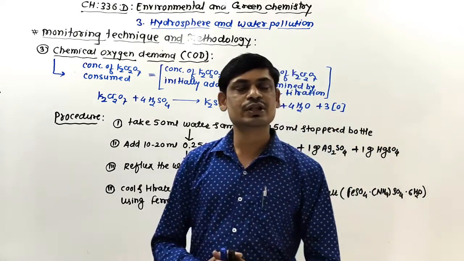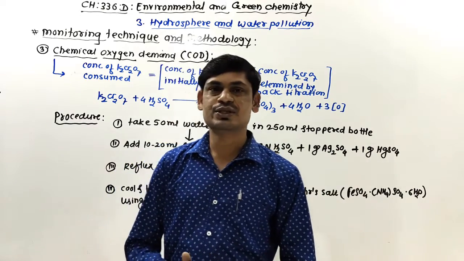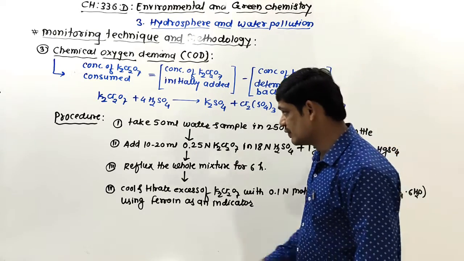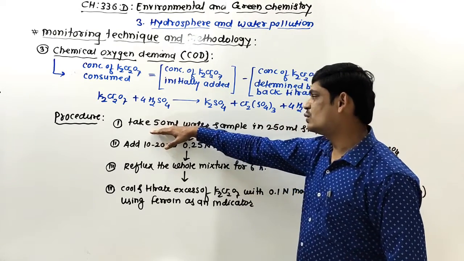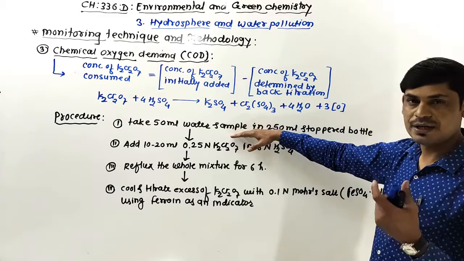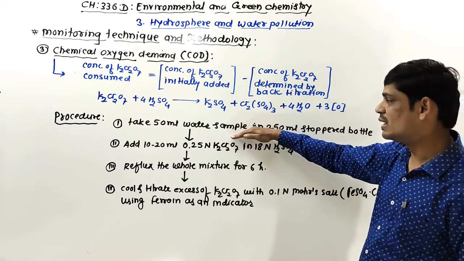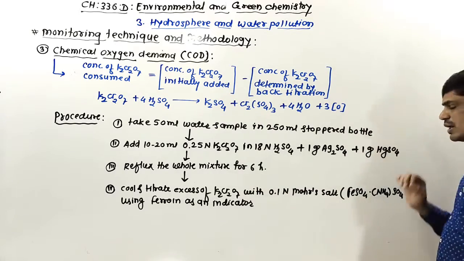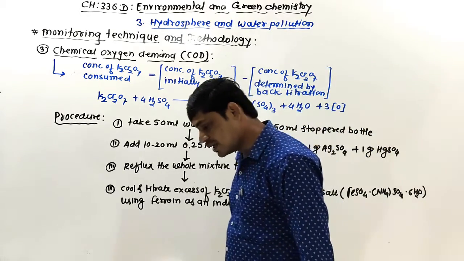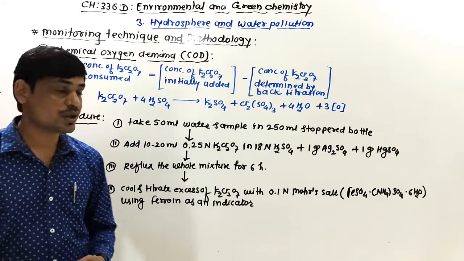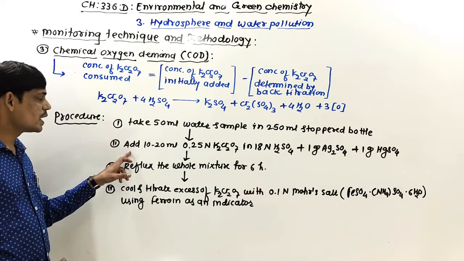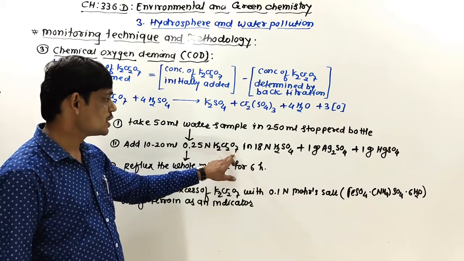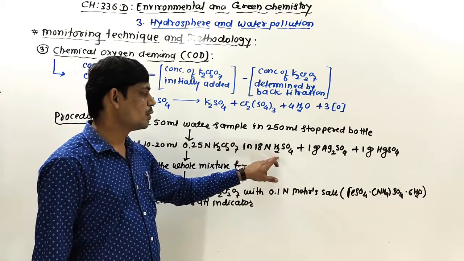Now we will talk about the procedure for the determination of chemical oxygen demand. Obviously in the first step, we will take 10 to 50 ml of water sample, depending upon the quantity of the sample. We will take 50 ml of water sample in a 250 ml stoppered bottle. Now in this bottle, we have to add the oxidizing agent, and therefore add 10 to 20 ml of 0.25 normal K2Cr2O7 in 18 normal H2SO4.